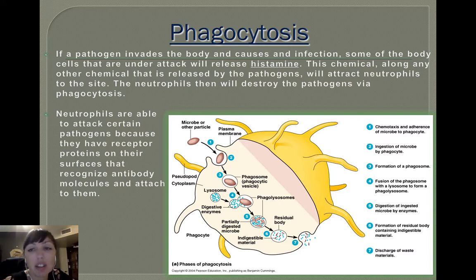Okay, so here you see this model. So step one is chemotaxis and adherence of the microbe to the phagocyte, and then the ingestion of the microbe by the phagocyte. Okay, then formation of the phagosome. Okay, fusion of the phagosome with a lysosome to form a phagolysosome. Digestion of the ingested microbe by enzymes, formation of a residual body containing the indigestible material, and then discharge of that waste material.